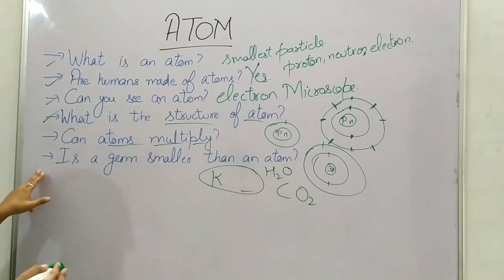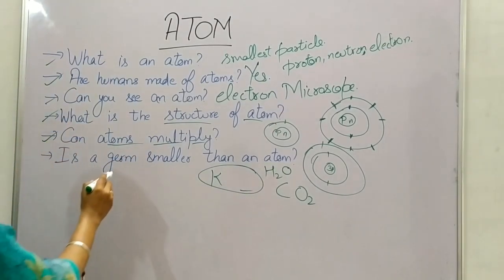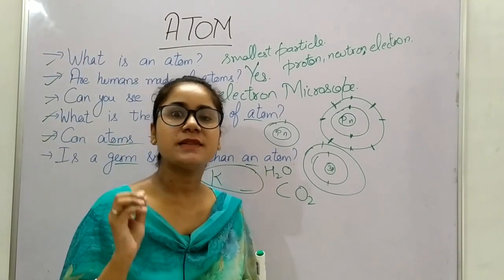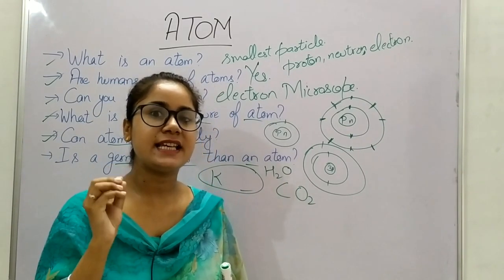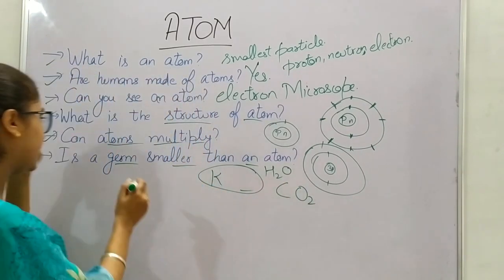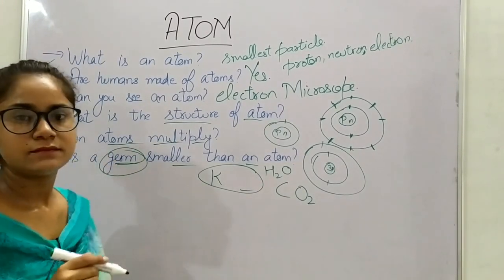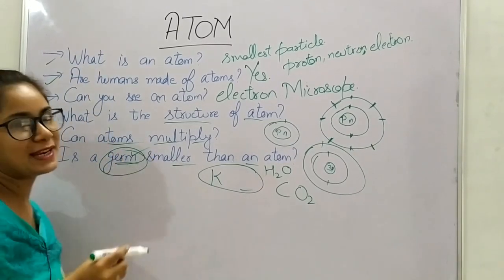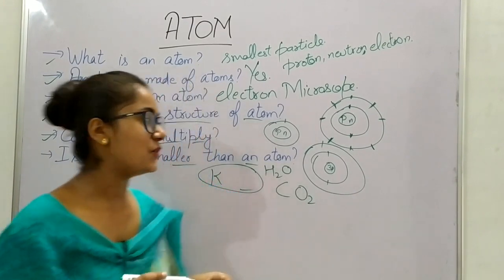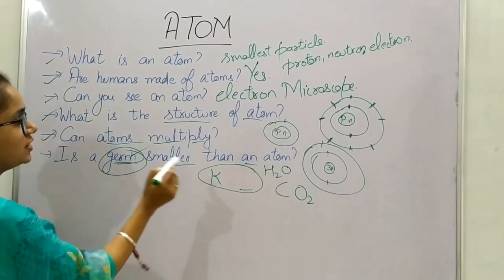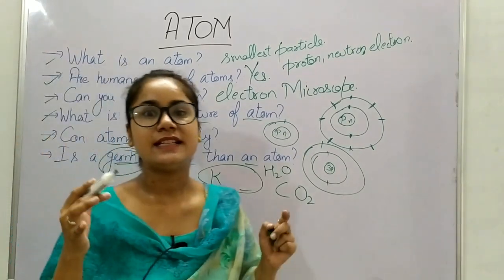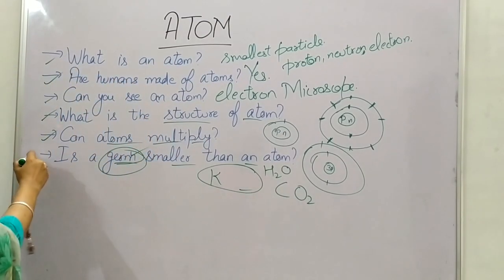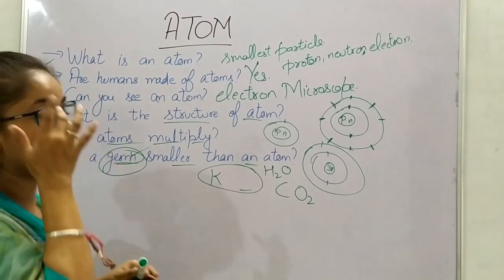The last question is: is a germ smaller than an atom? Think about it. Atom is so small that you can only see its traces, but you can see a germ through a microscope. So that means a germ is bigger than an atom. Yes, germs themselves are made up of atoms. So germs are larger in size than atoms. These were the 6 questions that come up in the mind of every student related to the atom.